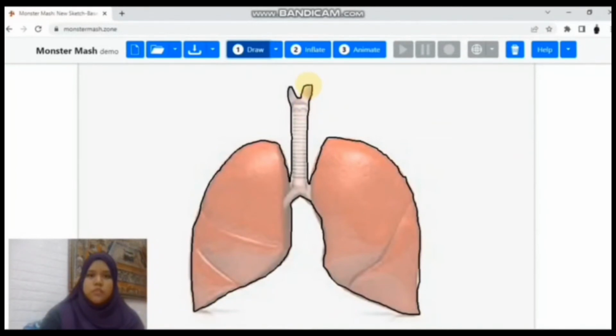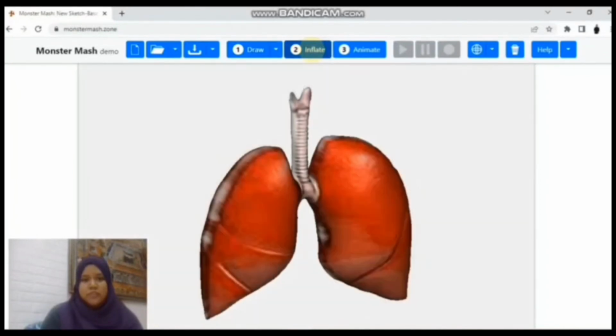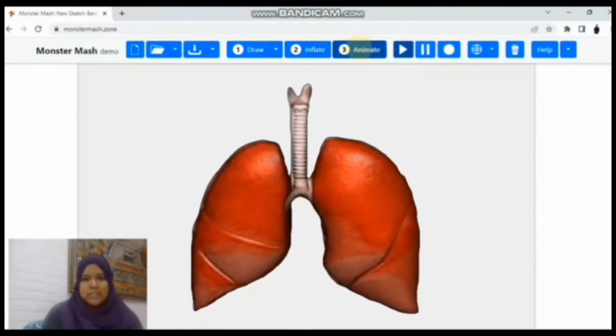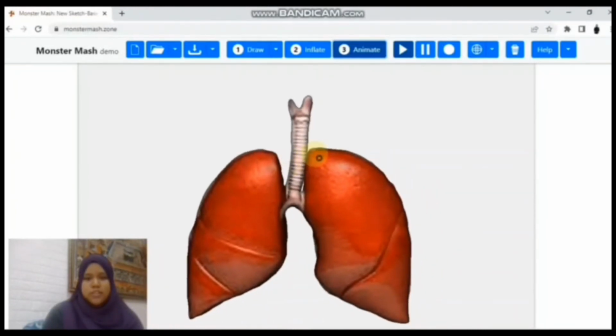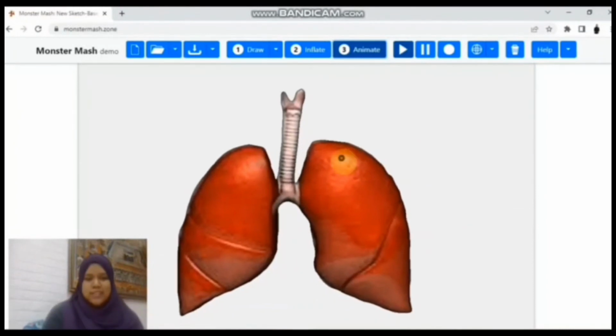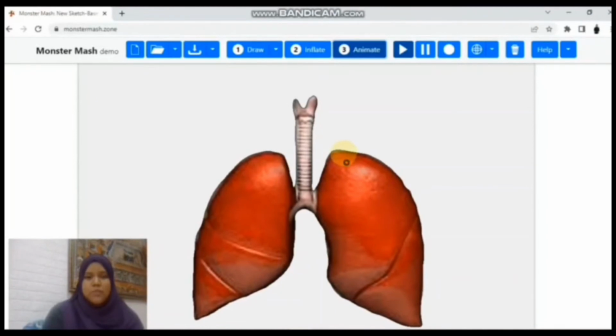After we finish, we click inflate so that it appears 3D for the design. After that, we click animate. It's animate for the design, so we can move the organ that we already designed. After that, I will explain the function.